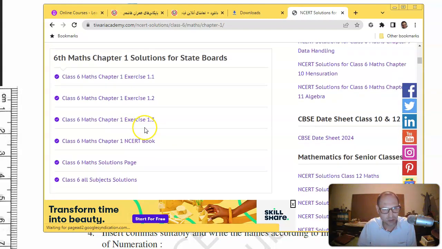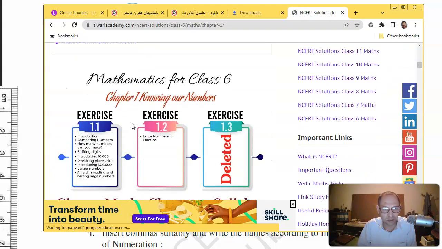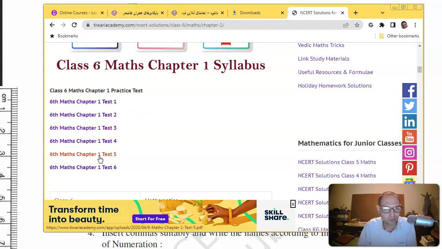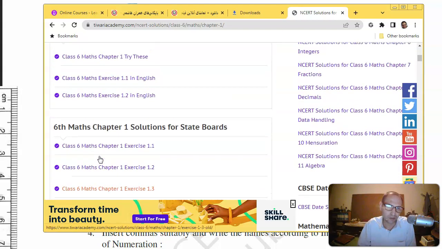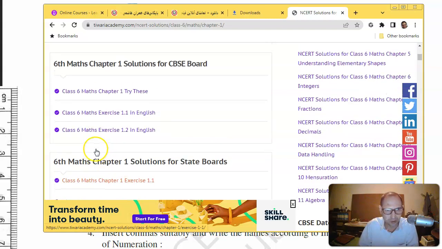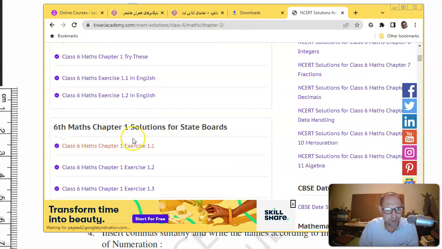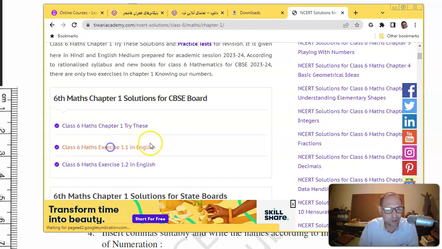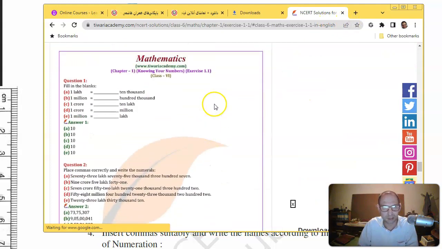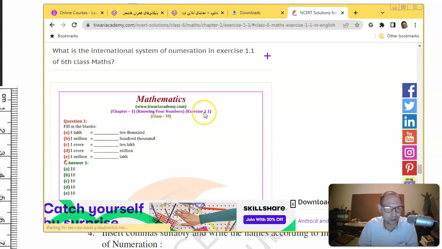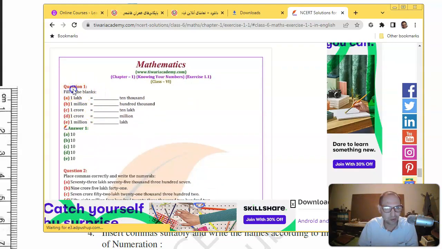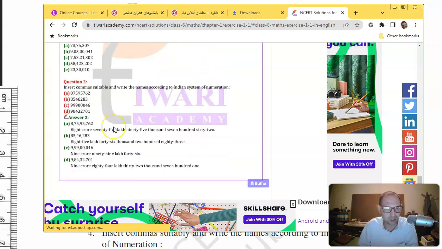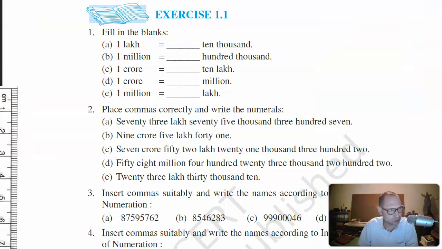Whichever one you want. Now, sometimes you can even download these in the form of PDF, but for this particular case, they have not placed the PDF download on the website, so you have to use the website directly. This is the state board, and for example exercise 1.1, you see the exercises over here: chapter 1, knowing our numbers, exercise 1.1, and then you have the question, and then the answers, question, answer, and so on. So the solution is there.